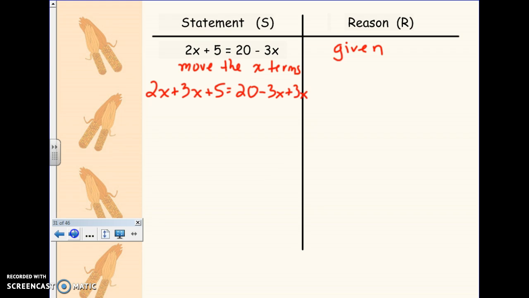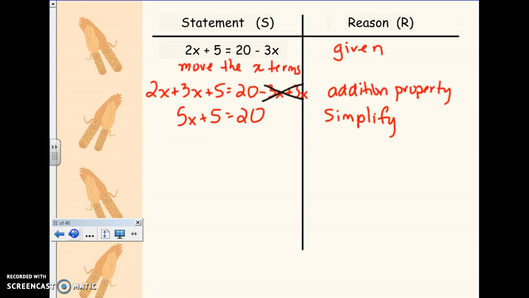And I'm allowed to do that because of the addition property of equality. The addition property of equality says I can add something to both sides of the equation, and my equation is still true. So now these cancel out, and my next step is, forgot to add 5x plus 5 equals 20. And that's just simplifying. I combine like terms.